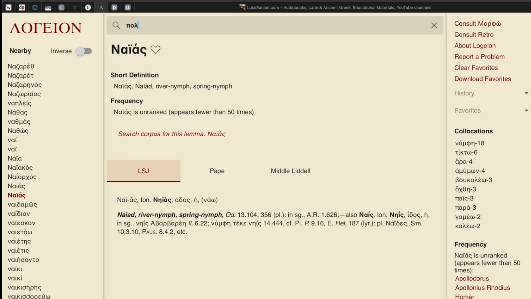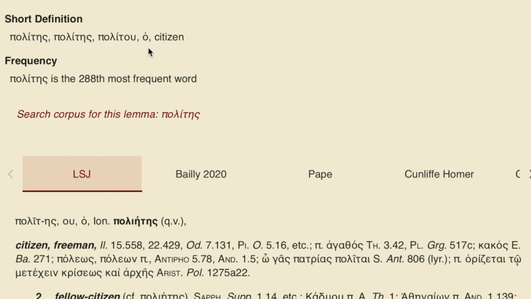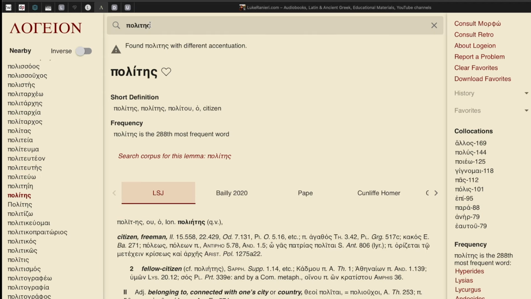What about something like polites that we saw before? Polites. And we see that, and look, we have a macron. This is great. So the Logion, the LSJ often gives us macrons, which is really nice, but not all the time. I'll show you where it doesn't.